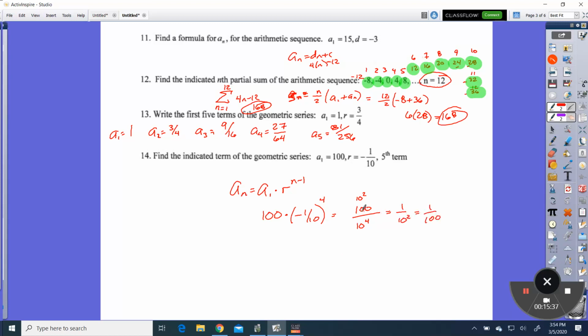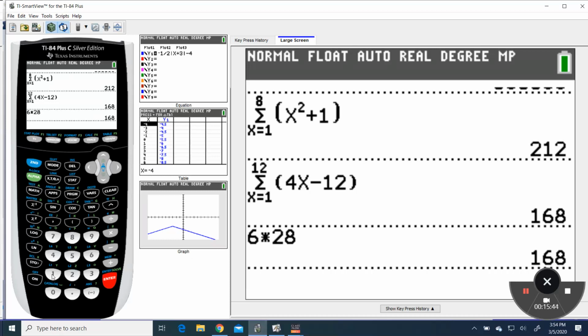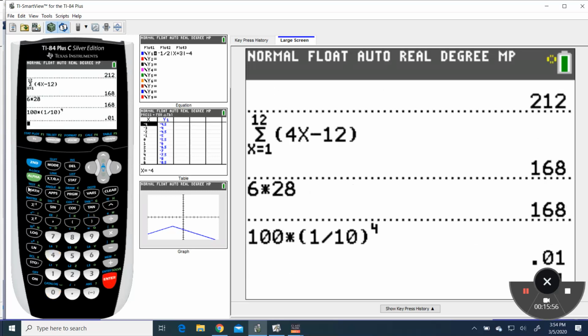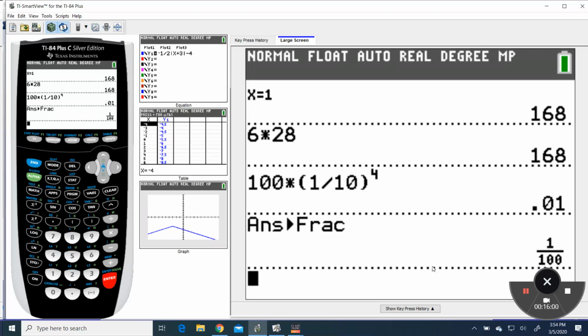You could type it in your calculator. I just did it that way because I thought that might be faster for me. But just in case you were wondering, 100 times 1 divided by 10 to the fourth. Enter, math, enter, enter, 1/100.